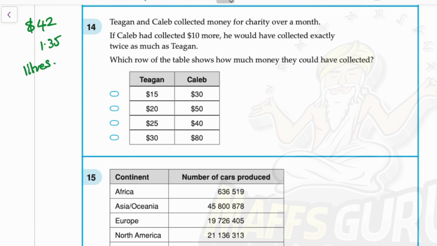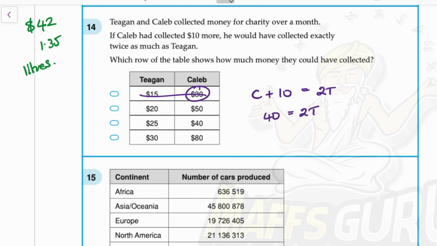So this question, Tegan and Caleb collected money for charity every month. If Caleb had collected $10 more, he would have collected exactly twice as much as Tegan. Which of the rows show how much money they could have collected? So we're going to take Caleb and add 10. So if Caleb did 30, then Caleb plus 10, 40, would have been twice as much as Tegan, or Tegan would have done $20. That's not my right answer.